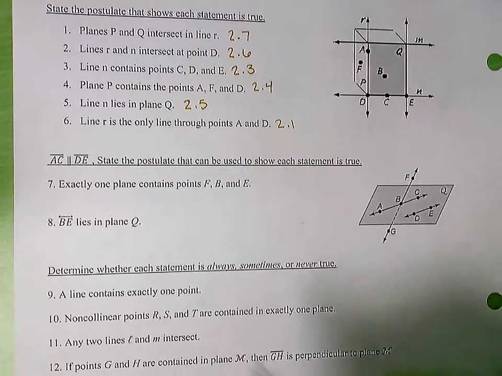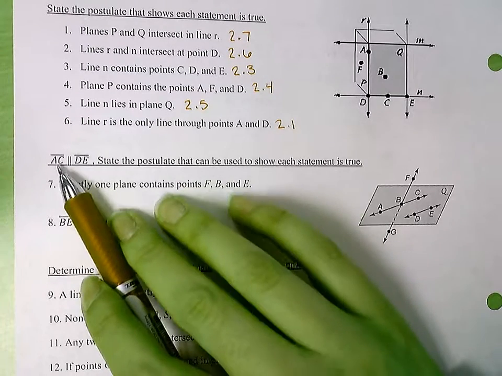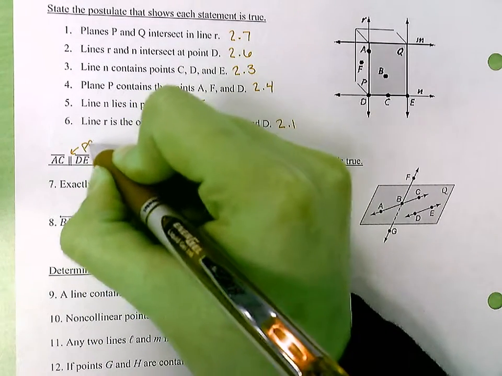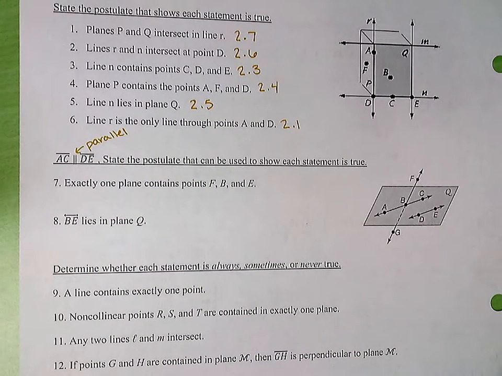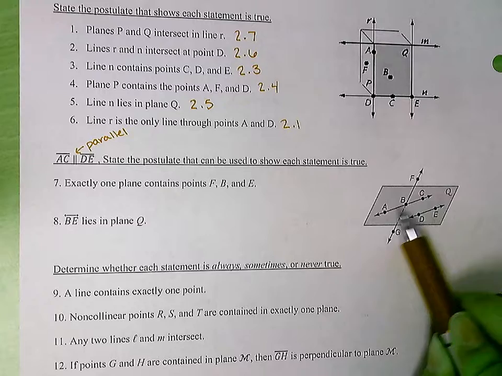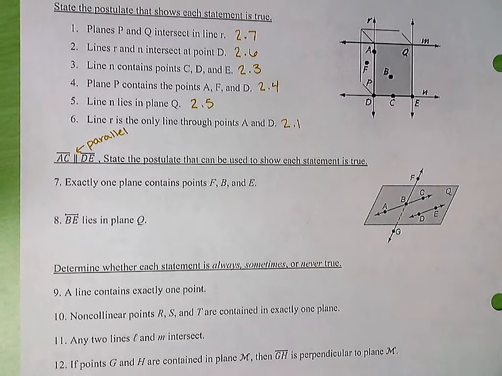Okay, next section here. If I have this statement, I have segment AC. This symbol means parallel. So segment AC is parallel to segment DE. That's talking about this picture here. Again, we want to state the postulate that makes this true. So the ones from the front.